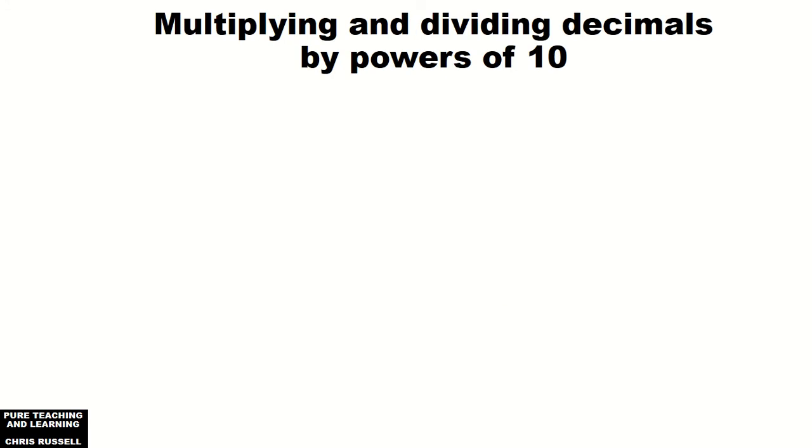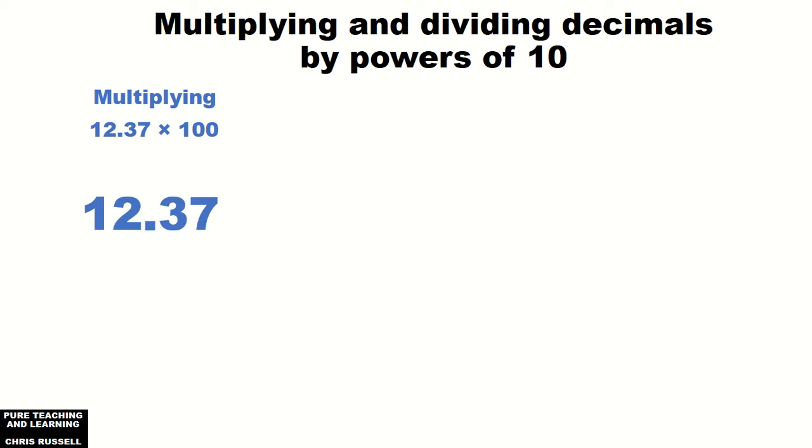Multiplying and dividing decimals by powers of 10. 12.37 multiplied by 100. Here we've got 12.37. Now on paper what we would do is we'd physically move the decimal point. But in practice, the decimal point does not actually move.